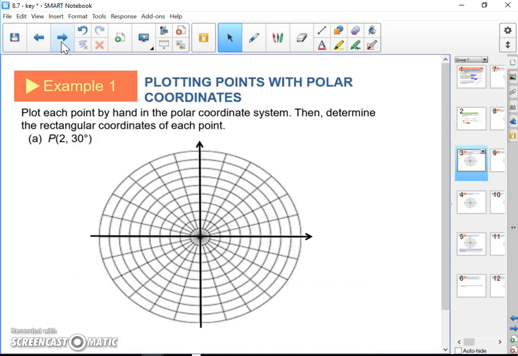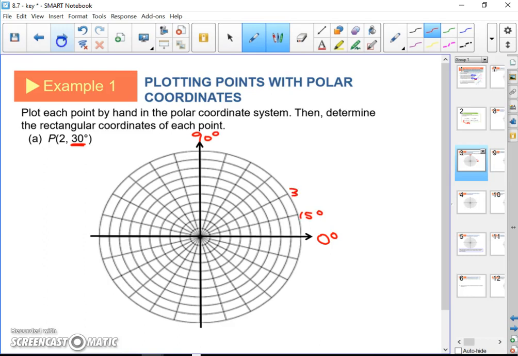Example 1, we're going to plot some points. It says plot each point by hand, then determine the rectangular coordinates of each point. So in order to plot this by hand, it's really pretty simple. Start with 30 degrees. Now, it would be nice if they labeled it, but they didn't. This is 0 degrees, and we know this is 90 degrees. It turns out that every one of these marks goes by 15. So that's 15, 30, 45, 60, 75. We could go all the way around the circle if we want. I don't really want to, because I don't need to, because we're looking at 30 degrees.